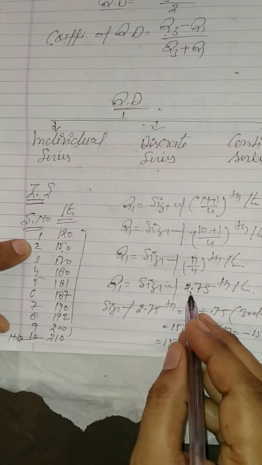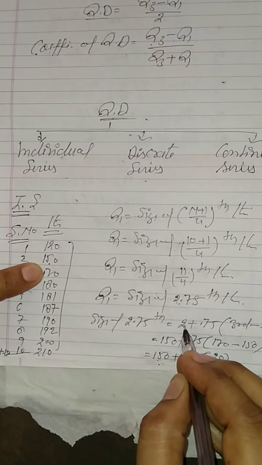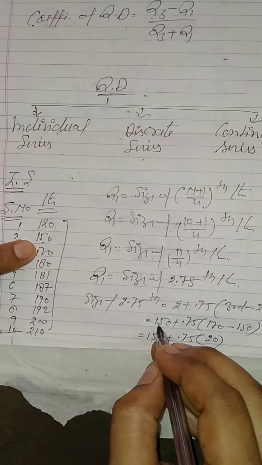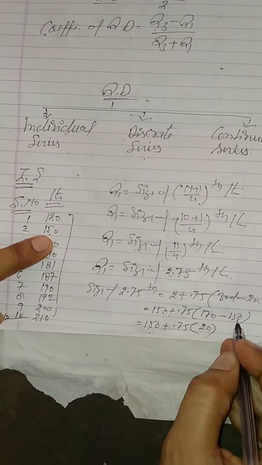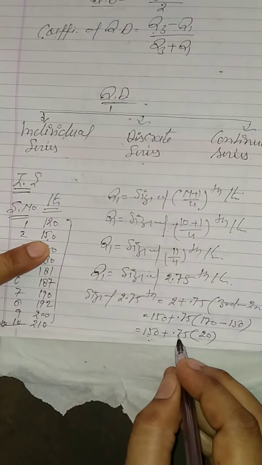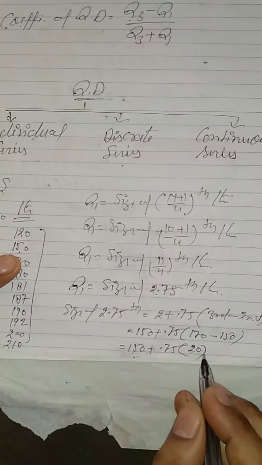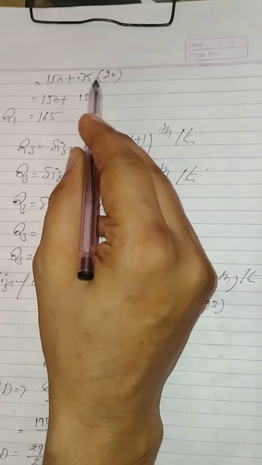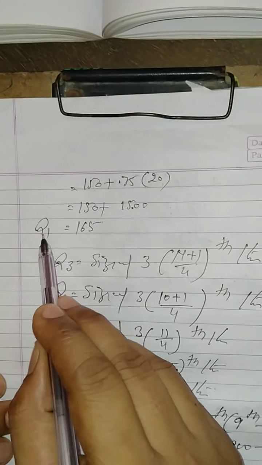So the 2.75th item is the mid part of the 2nd and 3rd items. So you will apply the alternate formula: size of 2.75th item is equal to second item plus 0.75 times (third item minus second item). So the second item here is 150 plus 0.75 times (third item 170 minus second item 150), which is 20. So 0.75 multiplied by 20 is 15. So 150 plus 15 equals 165, that's Q1.